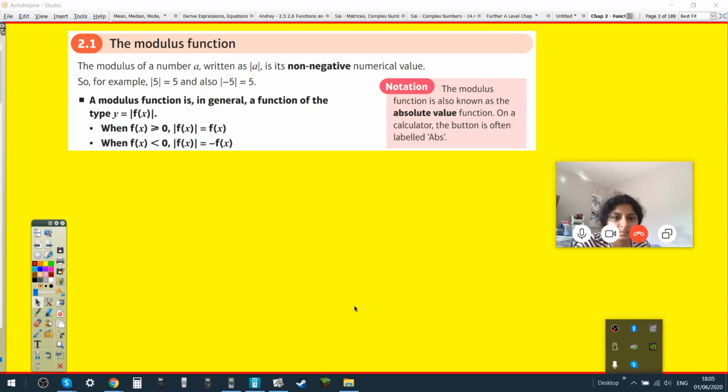The length of a piece of string might be 3 centimeters. And if it's going to the left, you might say, well, it's at -3, but its length is 3. And so the modulus of 5 is 5, and the modulus of -5 is 5. So it only really affects the negative one. The positive is the same.